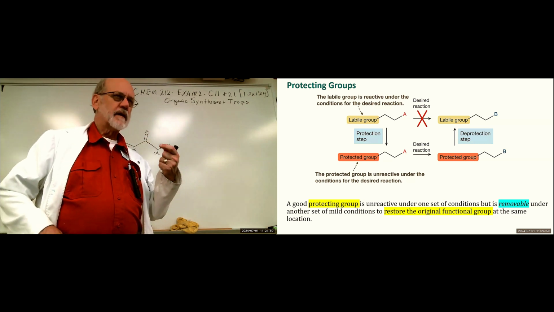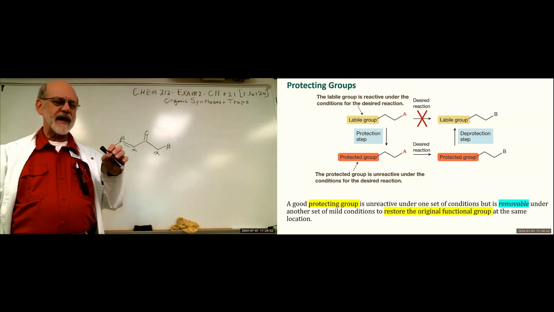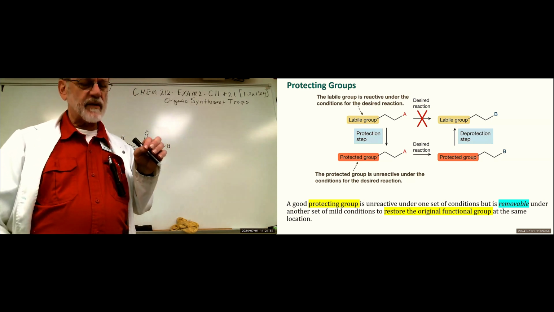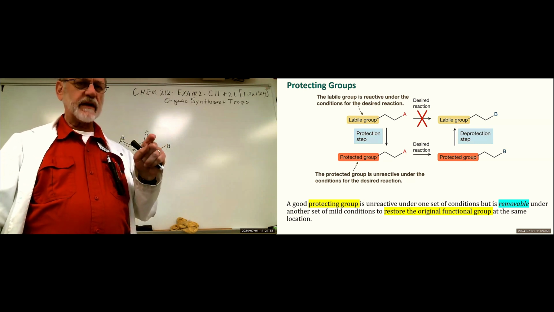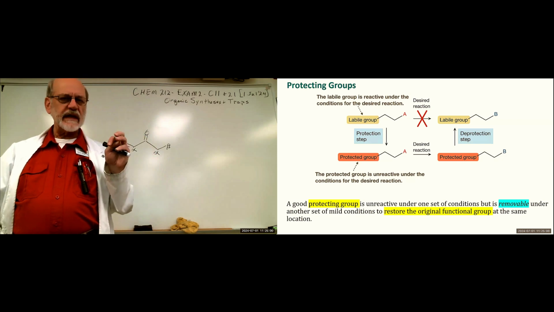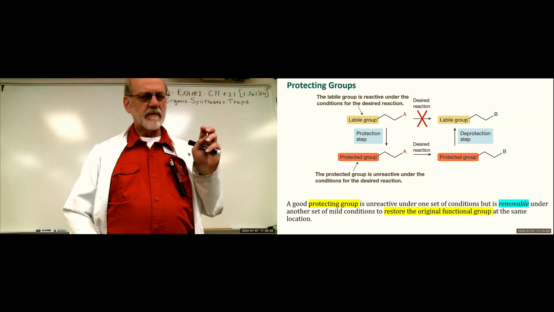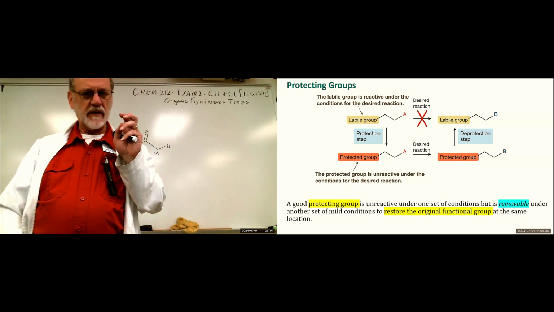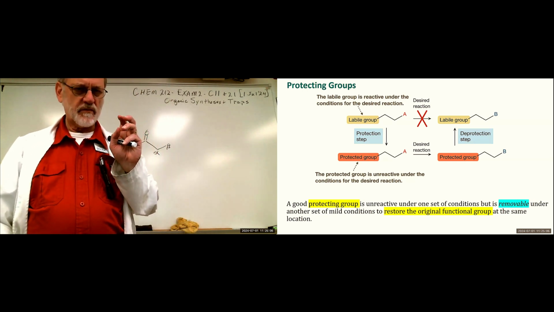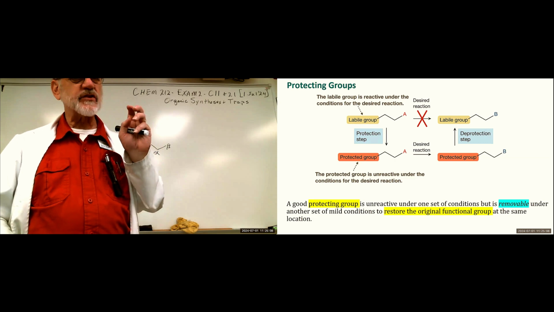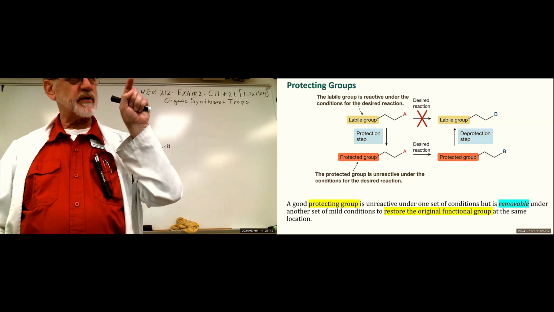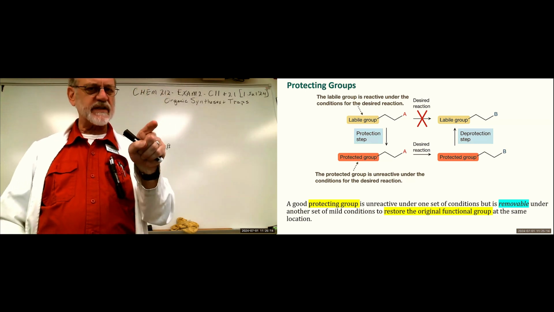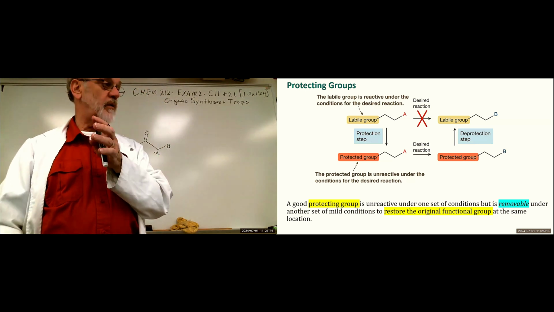If we have more than one reaction site, then we may add a protecting group. In order to use a protecting group, the reaction needs to proceed on the group to be protected. The labile group needs to be protected, and it leaves the other one alone.